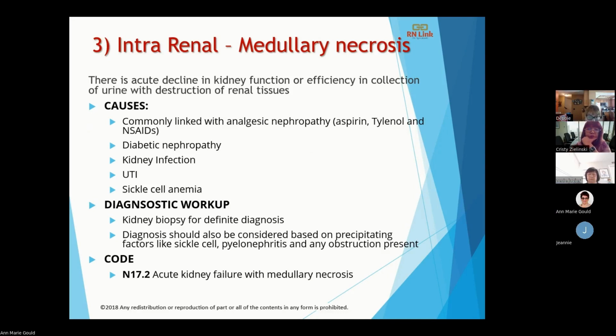Well, only way to confirm it, but you can still consider what they're doing. So if they have the other diagnostic workup, your precipitating factors, say they diagnose the patient with pyelonephritis, they diagnose the patient with an obstruction of some sort, or they have sickle cell disease and they're in crisis. If you have the diagnostic criteria to support that diagnosis, then yeah, I would code it.